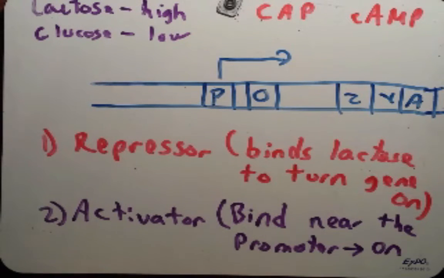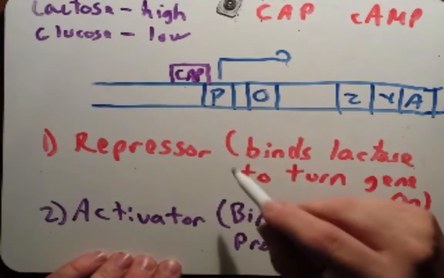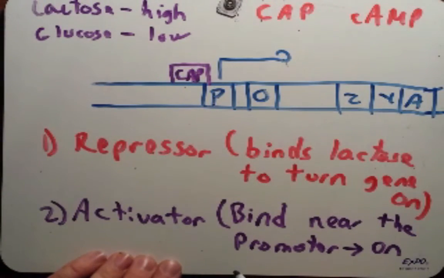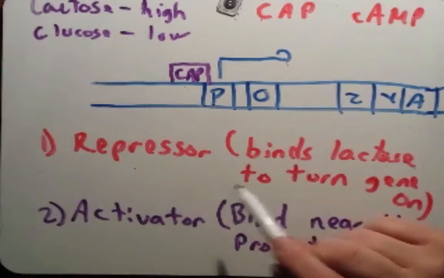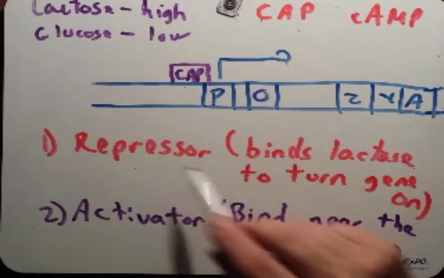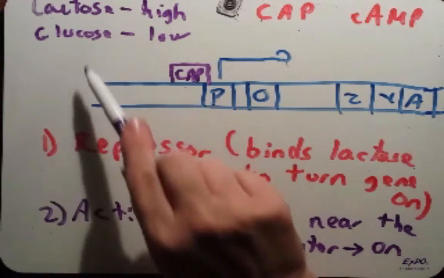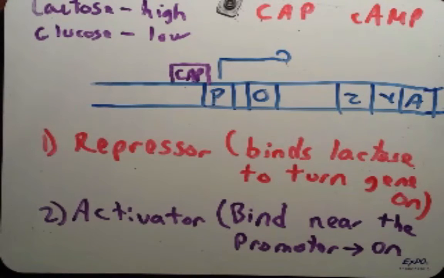And so let's draw this activating protein, CAP. When the CAP is bound here, it will activate transcription. So we need both things. We need the CAP, the activating protein, to recruit the RNA polymerase bound near the promoter. And we also need the repressor removed. And in a situation where lactose is high and glucose is low, this is what we see.